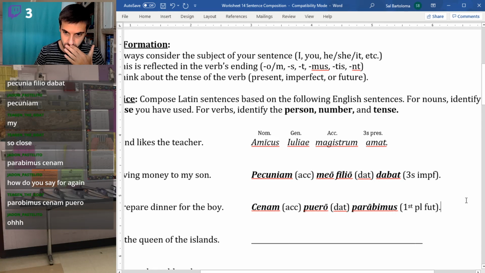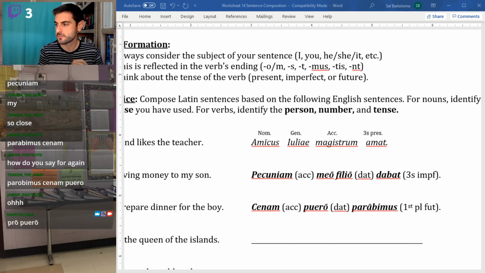Or you could also say for the boy, and I'm going to put it in the chat, pro, and then you would use the ablative. Pro puero. On the boy's behalf. That's another way that you could do it too. I think it's probably more common to see it in the dative though. So we're going to stick with the dative on the worksheet.